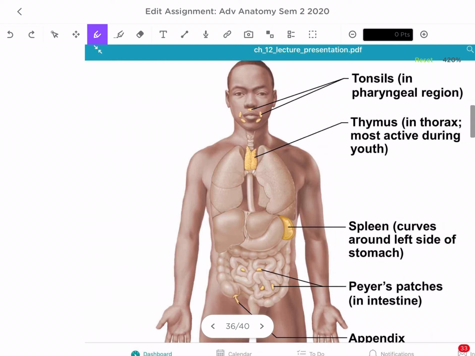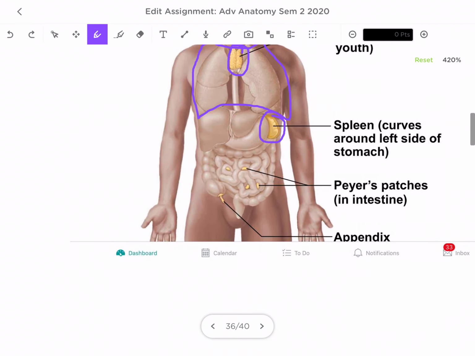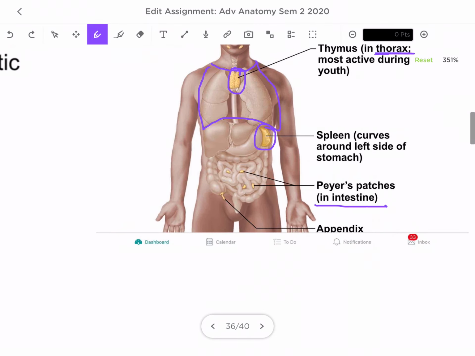Your thymus, it says here it's located in the thorax. Sometimes the thymus will be confused with being in your neck. It's not really in your neck. It's in the thoracic cavity. So here's your thoracic cavity. The thymus is located right there. The spleen is located over here by your stomach. And then Peyer's patches are located inside your intestines. And then you also have your appendix, located right here, kind of off the colon.